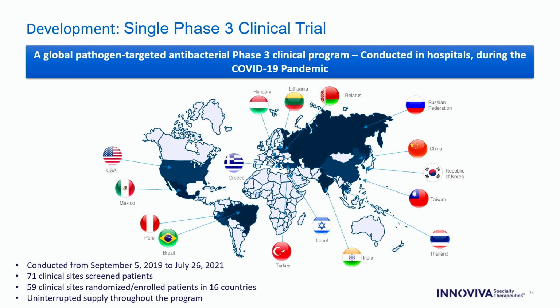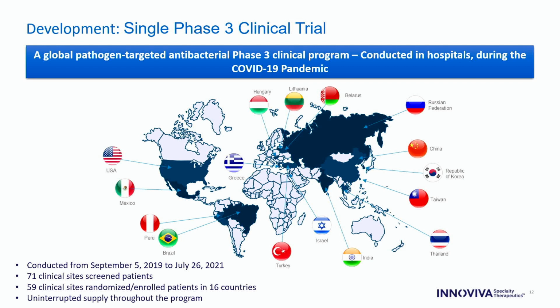Our phase 3 study, again, was a single phase 3 study, global program. You can imagine the complexity of trying to identify clinical sites all over the world that potentially had the highest probability of Acinetobacter infections in their hospitals. So we had 71 sites. They had the ability to screen patients across 16 countries. 59 of those sites were successful in randomizing patients into our clinical study.